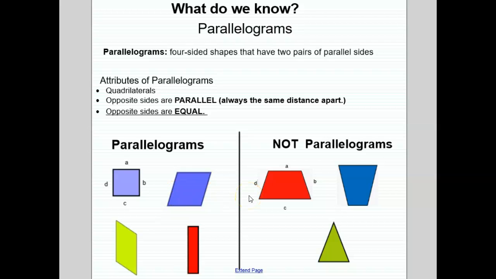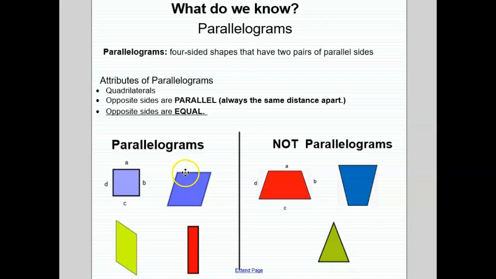Pause the video and use what you know about parallelograms to explain why the shapes on this side are parallelograms, while these shapes are not parallelograms. Excellent! You're exactly right. So attributes of parallelograms is that they're quadrilaterals and the opposite sides are parallel, which means that they're always the same distance apart and they're the same direction.